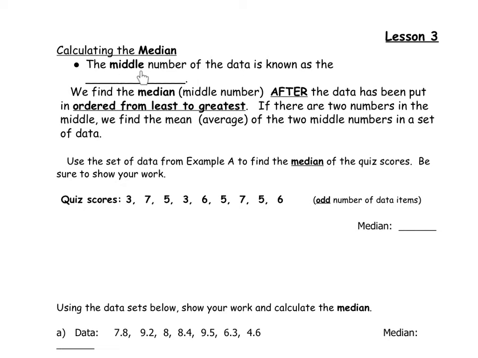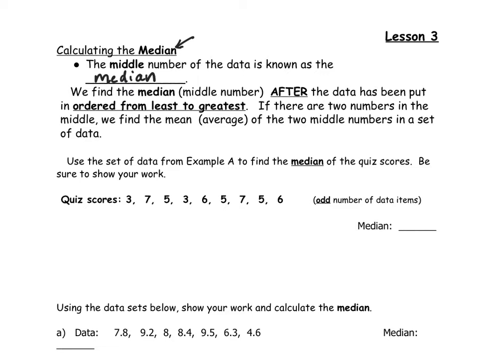Today, it says the middle number of the data set is known as the blank. And today we're going to be working with the median. In the intro lesson, we mentioned that the median in a road is the middle lines that you see, either the yellow lines or white lines in the middle of the road. So median also kind of looks like the word medium, which would be the middle of small and large. So that's exactly what it is.